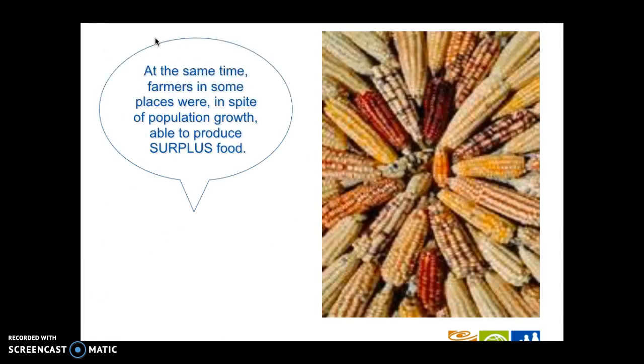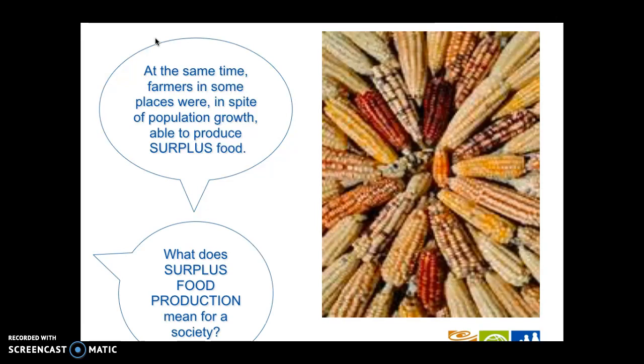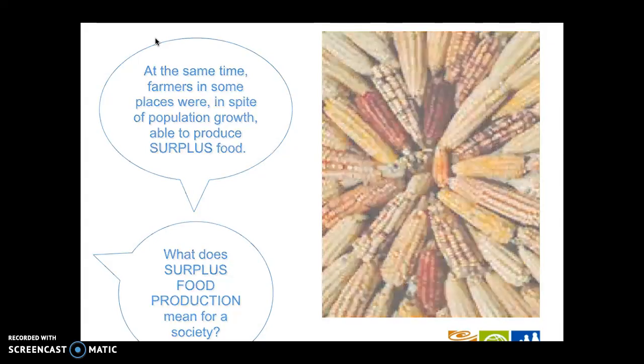And so at the same time that population is increasing, surprisingly, farmers are still able to grow what is known as a surplus food, or food surplus. So I want you to stop for a moment and think about, what does a surplus food production mean for society? That's a big question. All right, so, have any ideas floating in your head? What does a surplus food production mean for society?